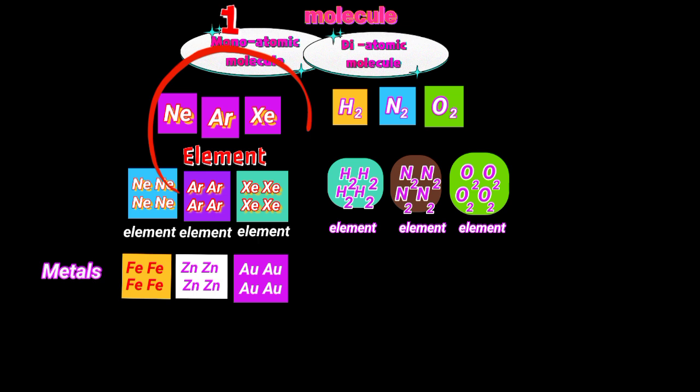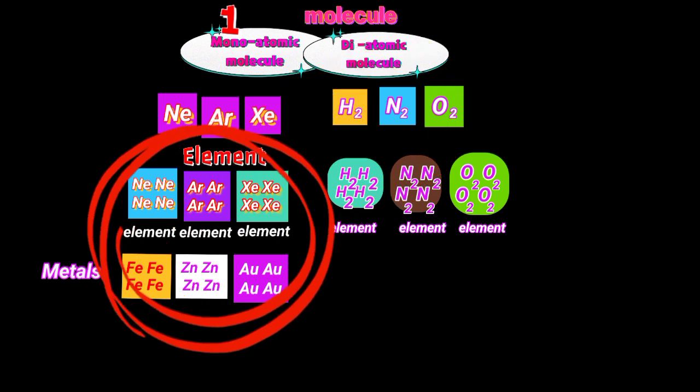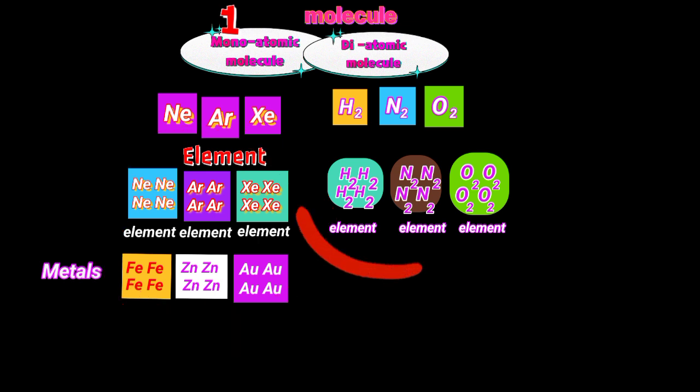Now remember that molecules like neon, argon, xenon are monoatomic molecules because they exist freely in nature, while H2, N2 and O2 are diatomic molecules because they can also exist freely in nature. But a single atom of H, N and O does not exist freely in nature. On the other side, elements are formed by monoatomic combination of atoms like neon, argon, xenon, zinc, gold, iron, etc., or elements are also formed by diatomic combination like H2, N2 and O2.